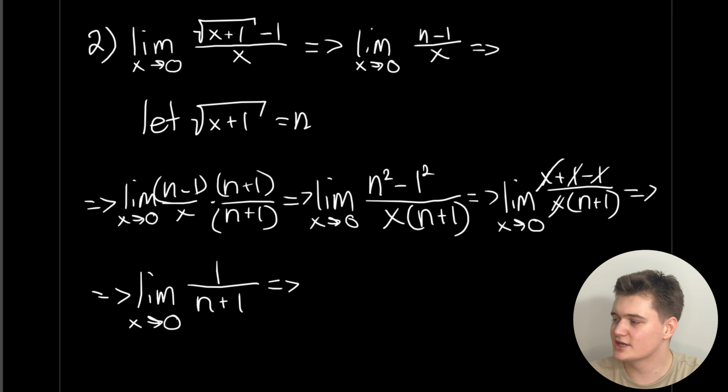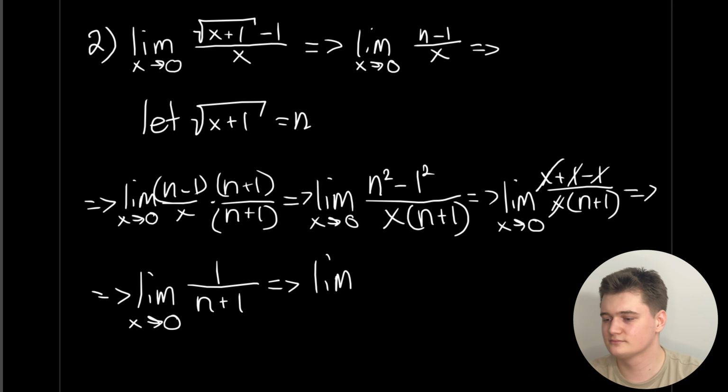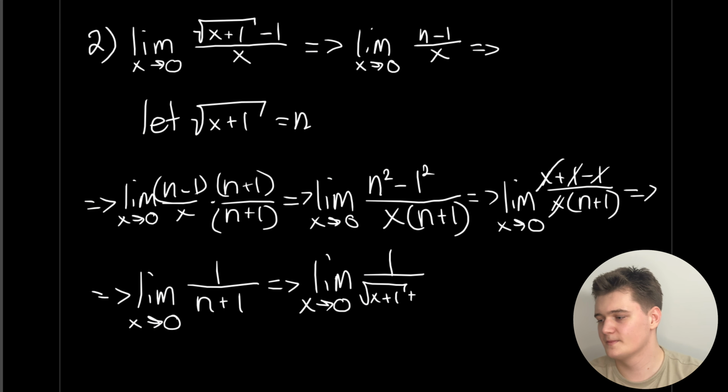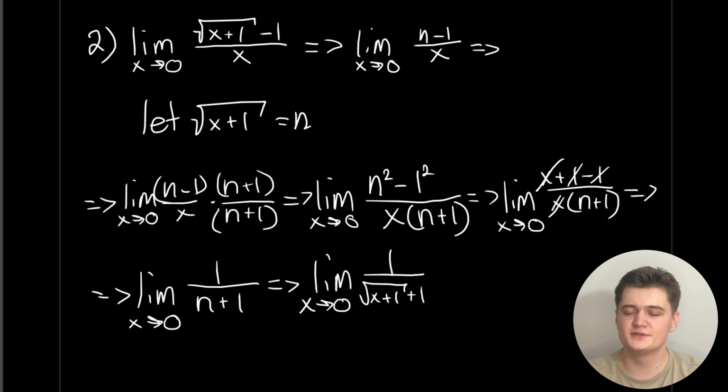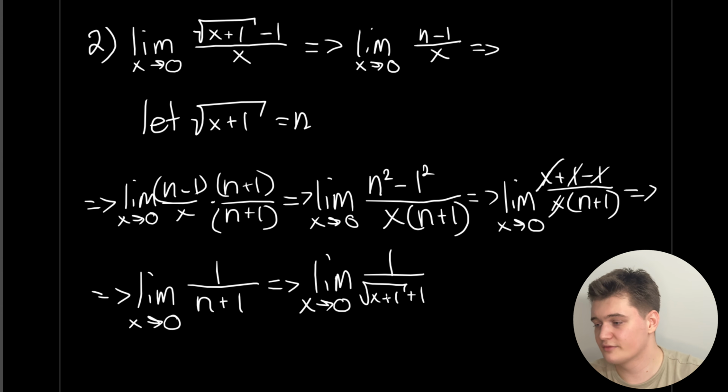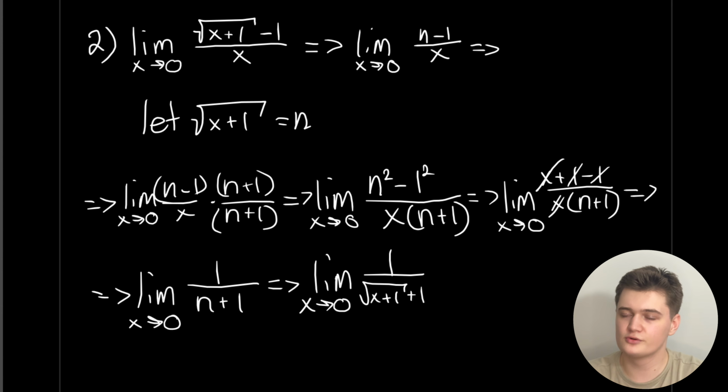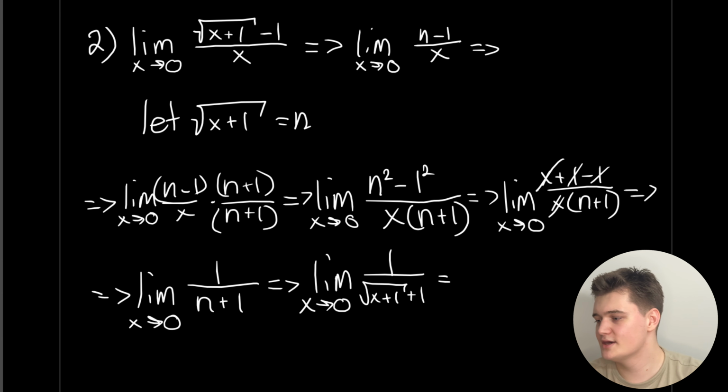Actually, I forgot to change n, so let's do it one more time. It's fine. Since we swapped our function a little bit, it looks a little bit different now. So when we try to plug in 0 for this function, it's not going to result in division by 0. Therefore, if we plug 0 over here, we'll have a square root of 1, which is just 1. And it results in 1 over 1 plus 1. The answer is 1 over 2.